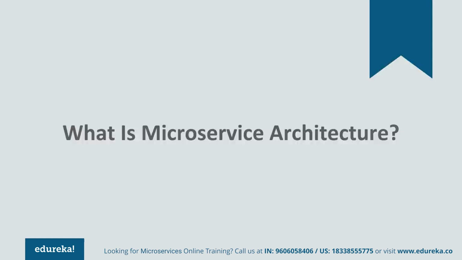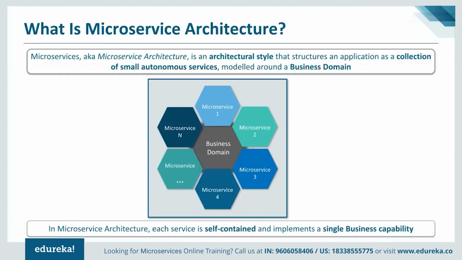Now is the time to understand what exactly is microservice architecture. Microservices, also known as microservice architecture, is an architectural style that structures an application as a collection of small autonomous services modeled around a business domain. If I have to put it in simpler terms, basically, it is a self-contained process which provides different and unique business capabilities. Now, if you have large applications built using this architectural pattern, they can be broken down into multiple small services which together access one large system. But behind the scenes, it's a microservice. So what I'm trying to say here is we have multiple services.